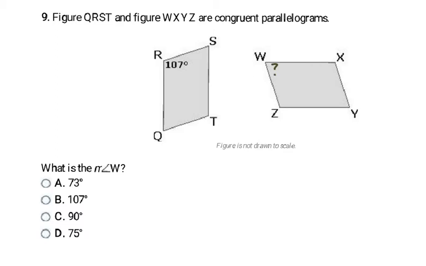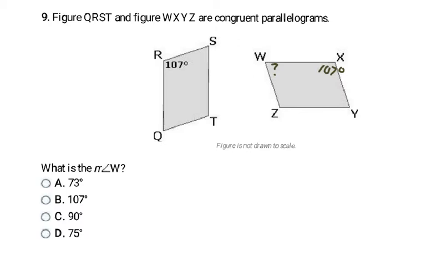Okay, if these are congruent parallelograms, that means they're exact replicas of each other. So angle R is my second letter, X is my second letter, so I know R and X are going to match. So if R is 107, that means X is going to be 107 degrees. Okay, and then I'm just going to fill in what I know about my other parallelograms.